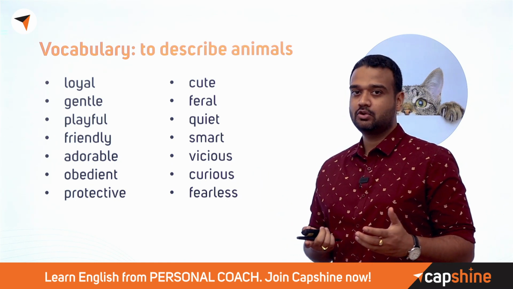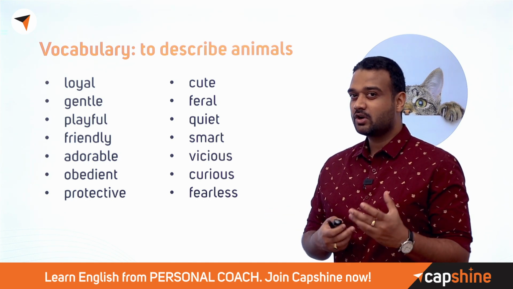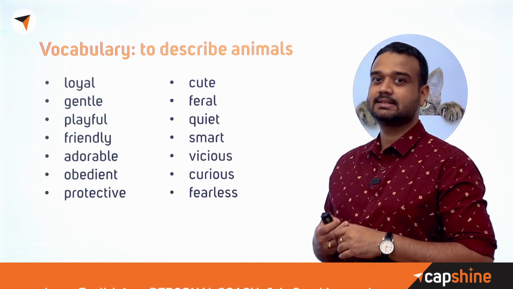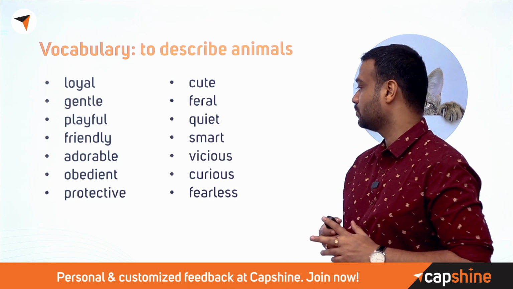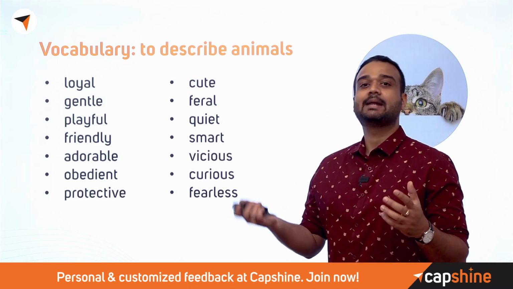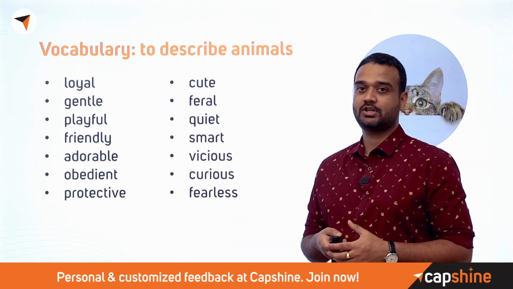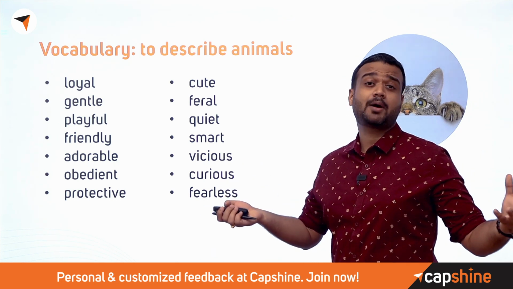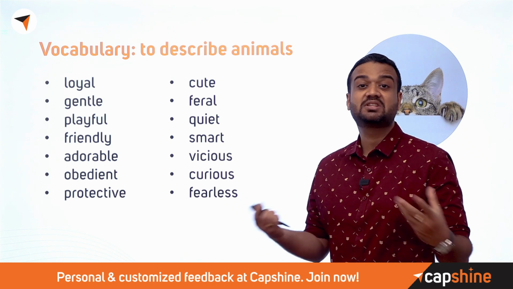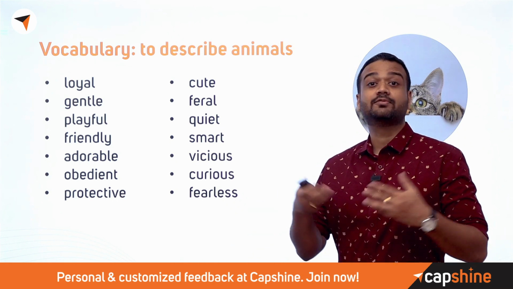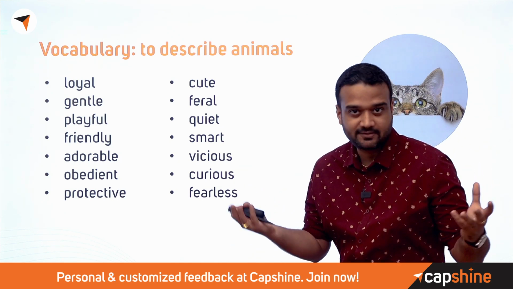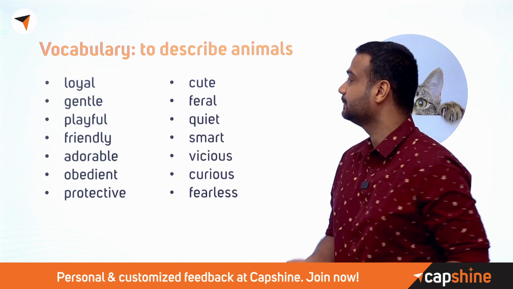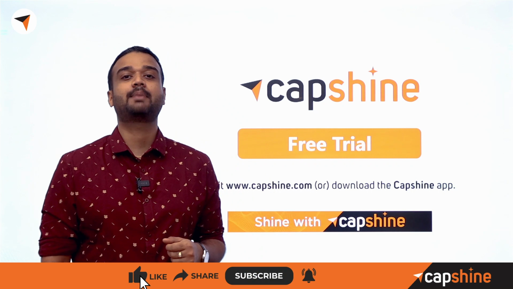Curious. Cats tend to be curious. They want to know what's going on. They will put their head into things to find out what's going on. And fearless. Some animals are fearless. They will just jump into situations without being afraid of things, right? Like I had a puppy that was very fearless. It would just put its face into fires and dunk its face into water. It was very fearless. Great, so that's the different ways to talk about your pets.